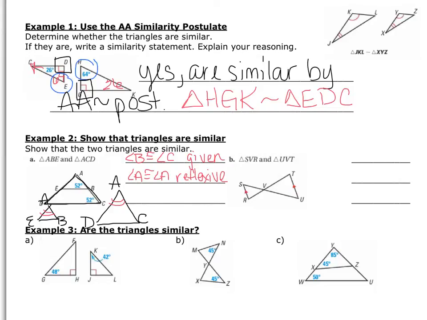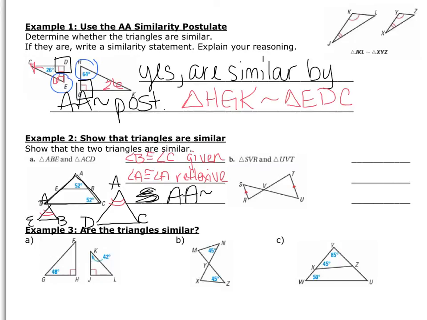So yes, these 2 triangles are similar by the angle-angle similarity postulate. Not S, we need angle-angle similarity.